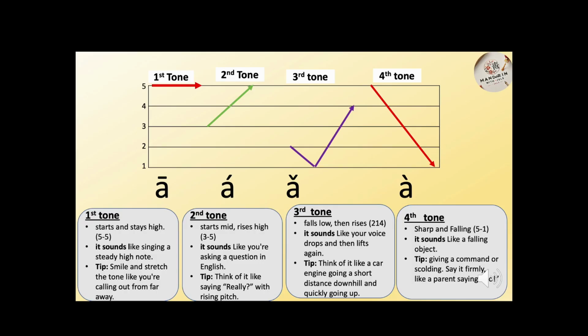So we have the first tone. The first tone is a flat tone. It stays high. It actually sounds like somebody who's singing a steady high note. Depending on how high your voice is, it can be higher or lower. How do we read the first tone? We read it as "ā". Okay, it is flat, it does not go down, it does not go up, and then you stretch it.